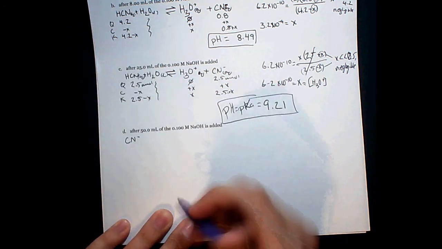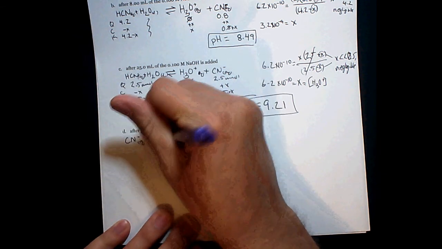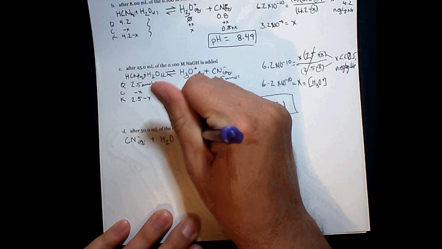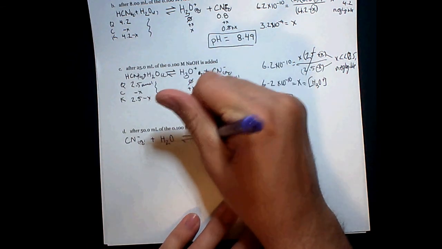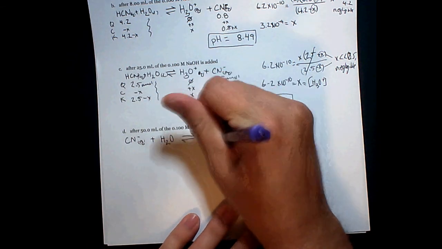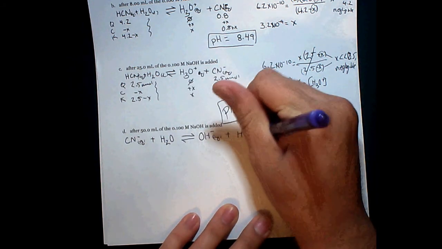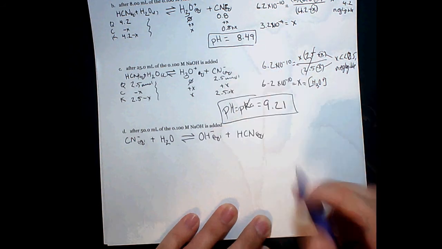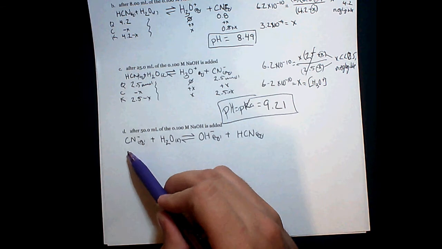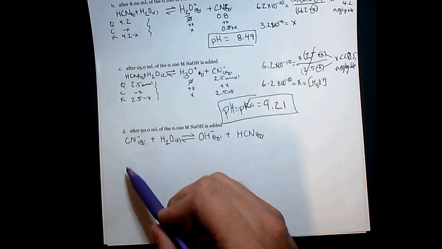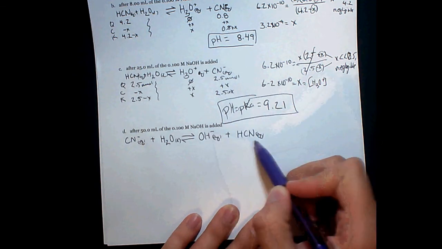CN minus aqueous is going to combine with water to be at equilibrium with OH minus aqueous plus HCN aqueous. So essentially what's happening is this HCN, once it's created, is going to rip a hydrogen off water, make the hydroxide, and it's the HCN.